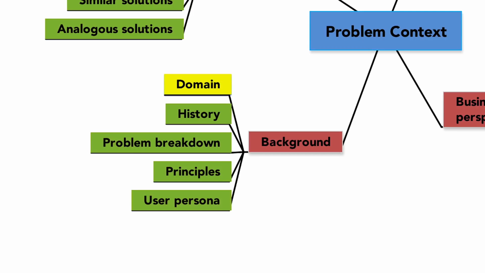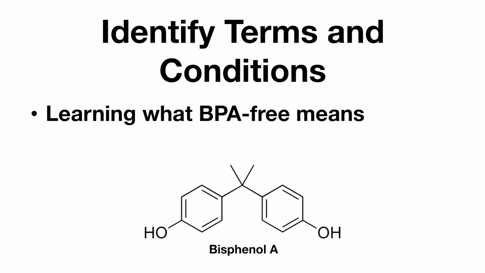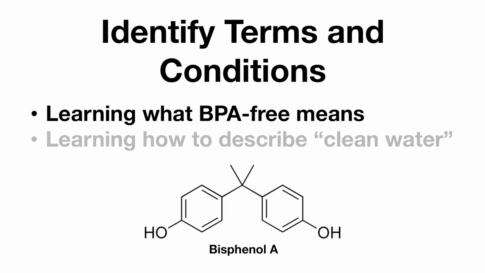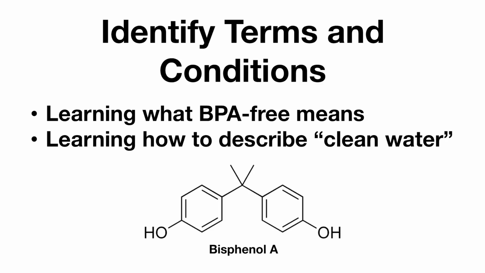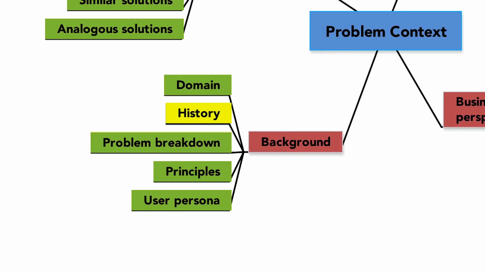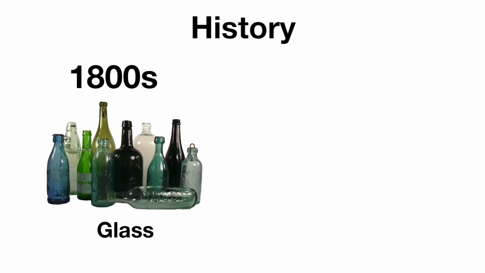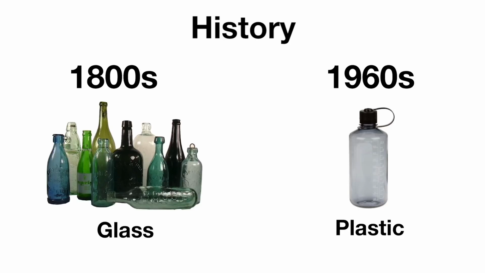Understanding the domain of the background would involve identifying some terms and definitions that inform the problem, such as learning what the term BPA-free means, or learning how to describe clean water. It may be important for you to understand a little bit of history about the use of water bottles. In the 1800s, water was stored in glass. Beginning in the 1960s, with the advent of the plastics revolution, water bottles were made out of plastic.